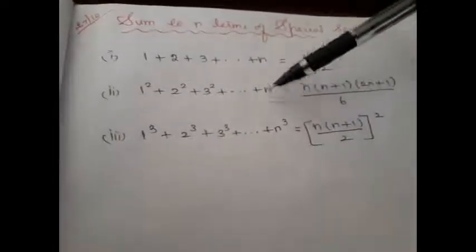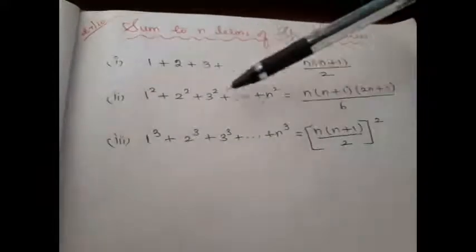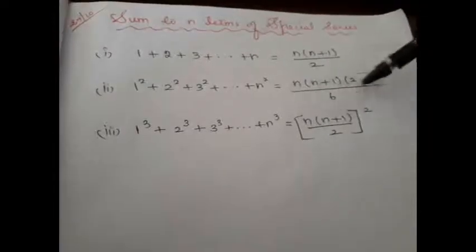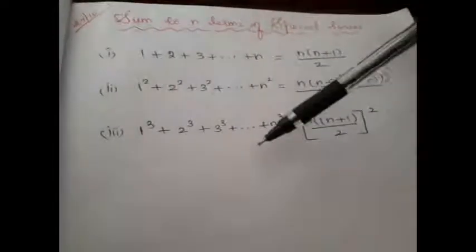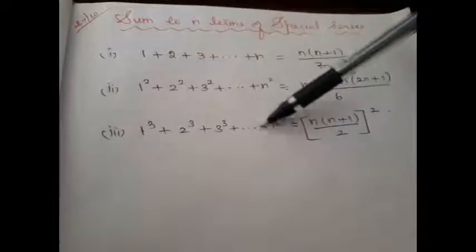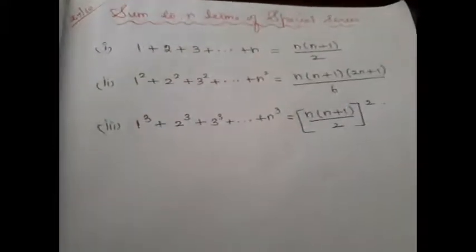This is the sum of the squares of the first n natural numbers, 1 square plus 2 square plus 3 square etc., which is n into n plus 1 into 2n plus 1 divided by 6. And this is the sum of the cubes of the first n natural numbers, 1 cube plus 2 cube plus 3 cube plus etc. n cube, which is n into n plus 1 divided by 2, the whole square.